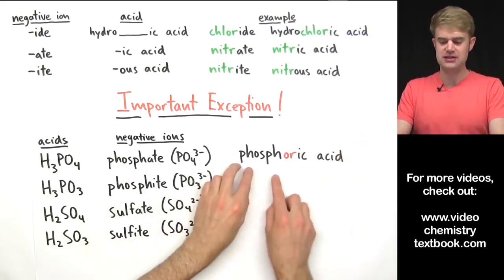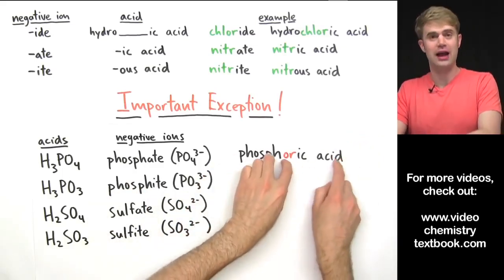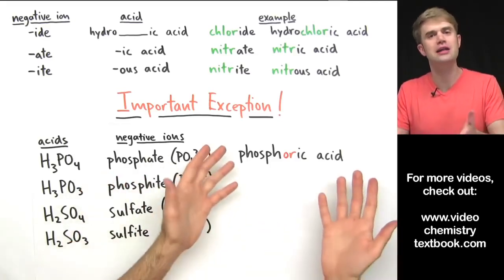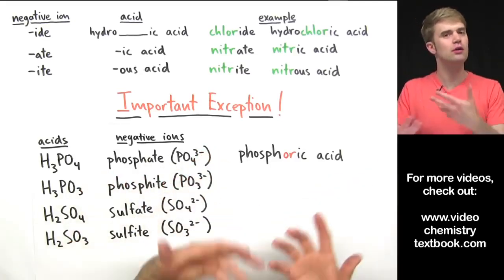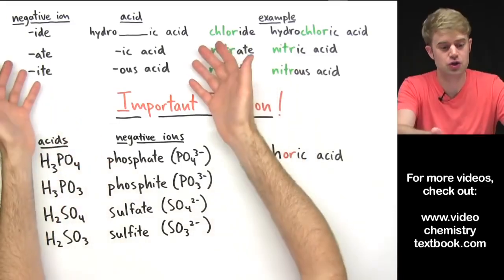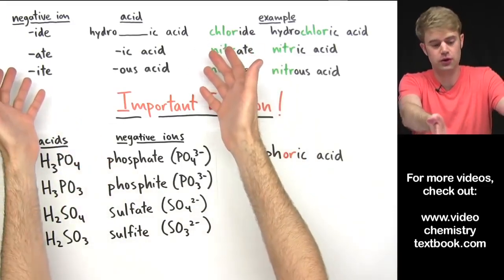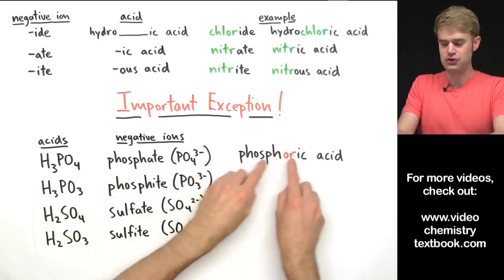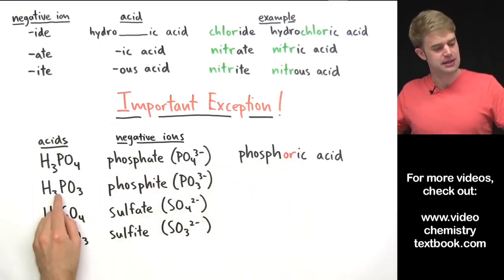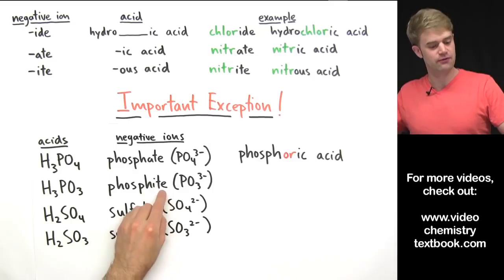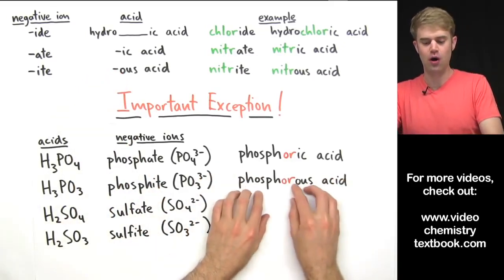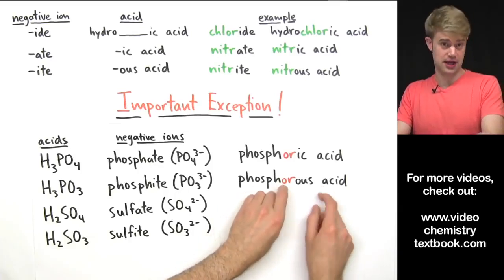The name of this acid is actually phosphoric acid. You have to add this OR before the IC. I have no idea why it's like that, but I just want to let you know, because if you were being very logical about it and follow the rules that we've learned, you'd actually be wrong. So I just want to make sure that you know how to name this acid. And similarly, this here, which is phosphite, you might think that it should be phosphorus acid, but we do the same thing. We add this OR, so it's phosphorus acid.